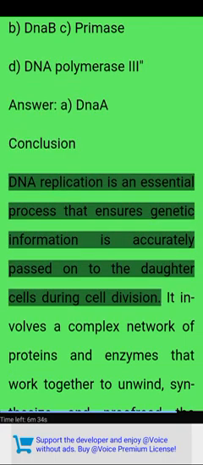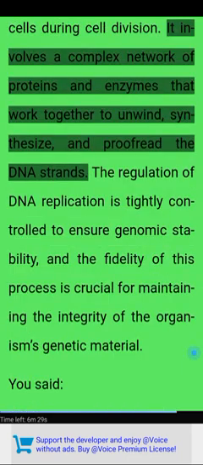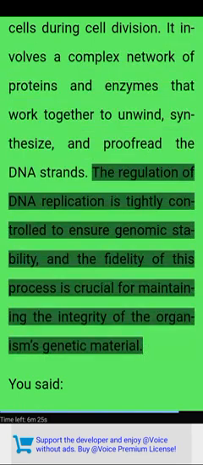Conclusion. DNA replication is an essential process that ensures genetic information is accurately passed on to the daughter cells during cell division. It involves a complex network of proteins and enzymes that work together to unwind, synthesize, and proofread the DNA strands. The regulation of DNA replication is tightly controlled to ensure genomic stability, and the fidelity of this process is crucial for maintaining the integrity of the organism's genetic material.